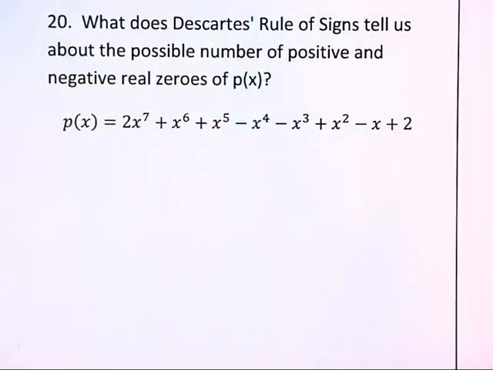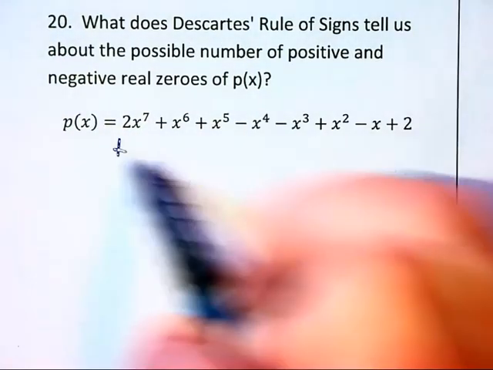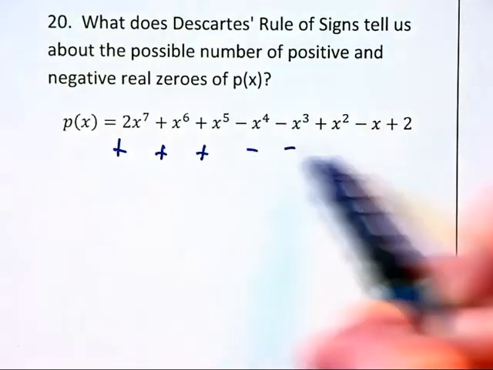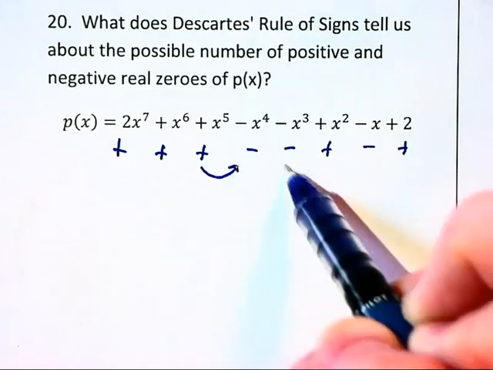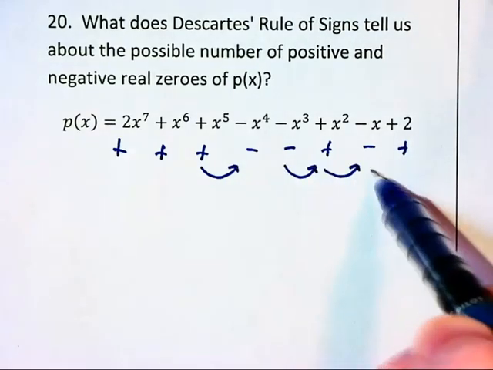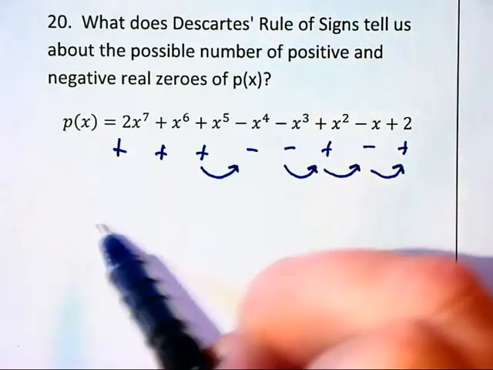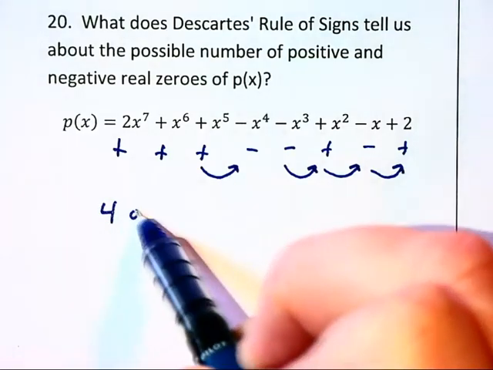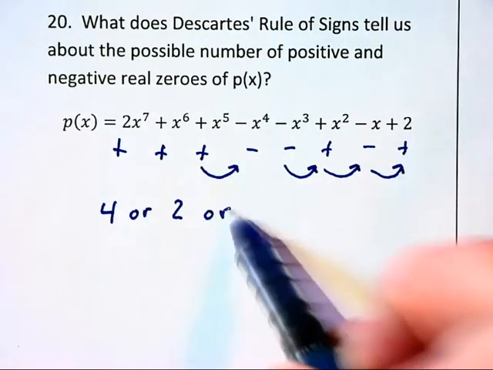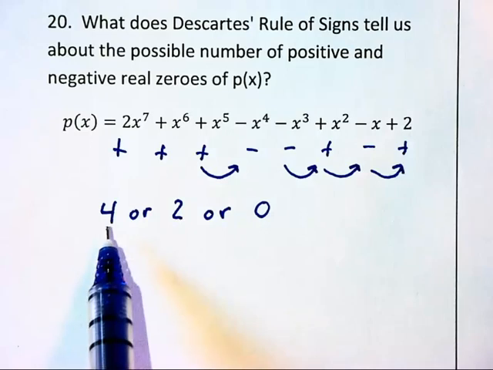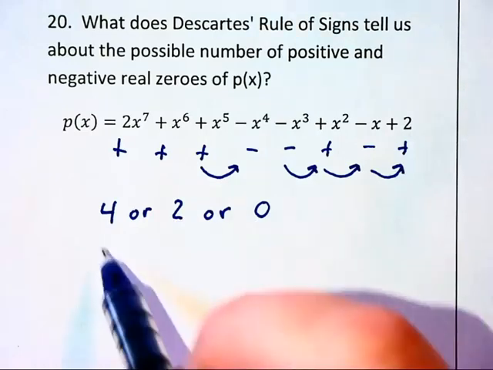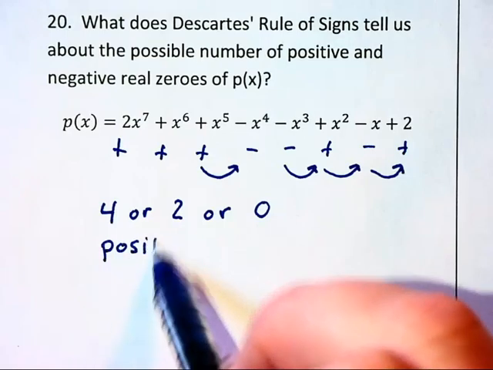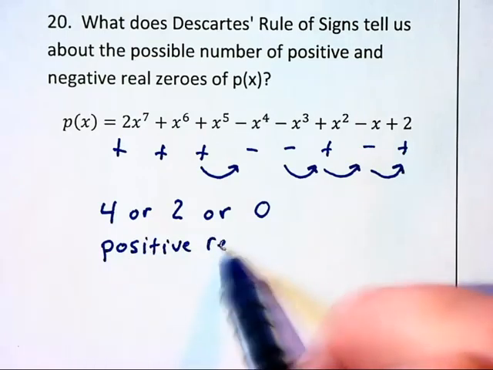Descartes' rule of signs. Well, we have positive, positive, positive, negative, negative, positive, negative, positive. We see 1, 2, 3, 4 sign changes. That tells us there are 4 or 2 or 0. We start with the number of sign changes we have, and we keep subtracting 2's until we're down to 0, and that will be the number of positive real zeros.